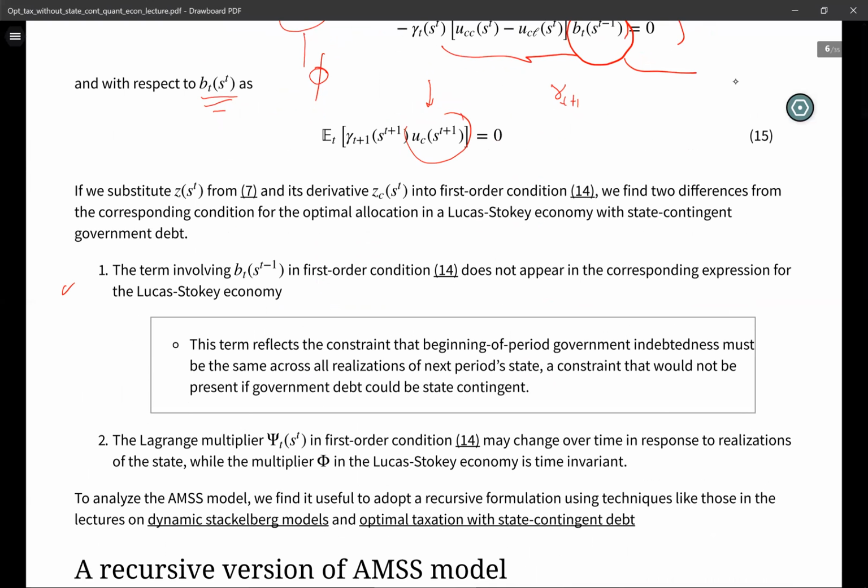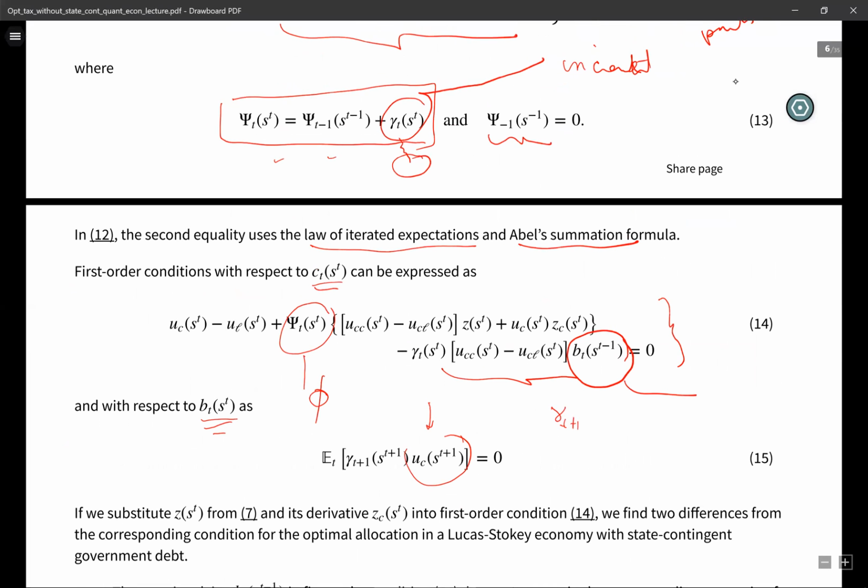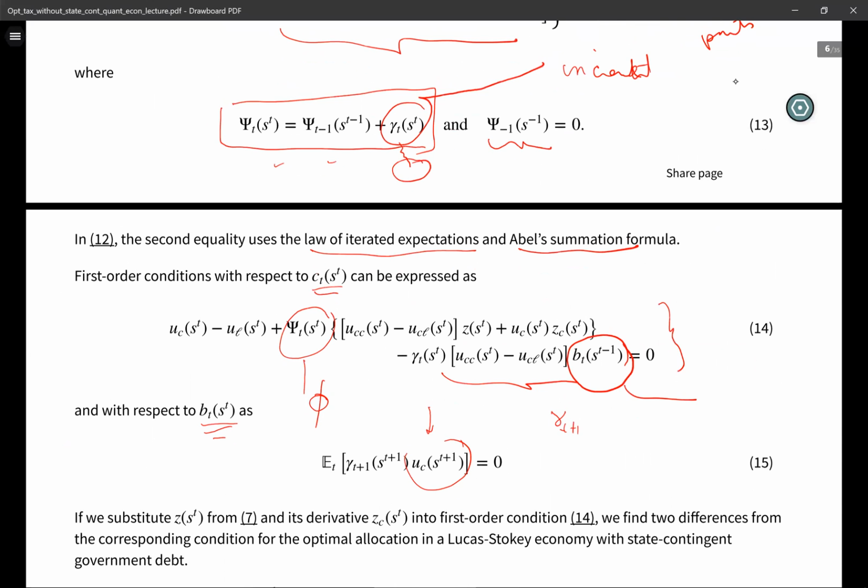And then the second thing is the Lagrange multiplier in general can change over time in response to realizations of the state. Okay, so now we're at a situation where let's think of ourselves as computational economists or pencil and paper economists, and we want to extract the implications of this model. Remember, we got a long way in the Markov case in solving the Lucas and Stokey model almost by hand. So what would we have to solve here?